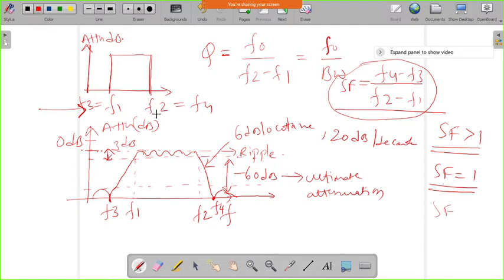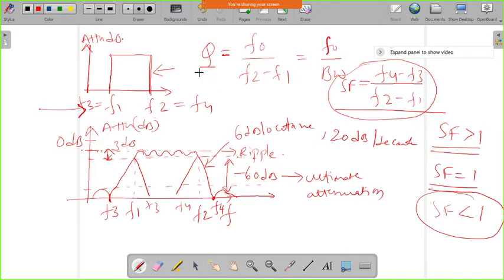Even if the shape factor is less than 1, the filter will not exist, because the roll off will come like this for a shape factor less than 1. That means F2 minus F1 will be greater than F4 minus F3. That is not possible in a practical scenario. So it is impossible to achieve a shape factor of less than 1. It is either equal to 1, which is the ideal case, or if it is greater than 1, it is a practical case. So that is what the shape factor is.